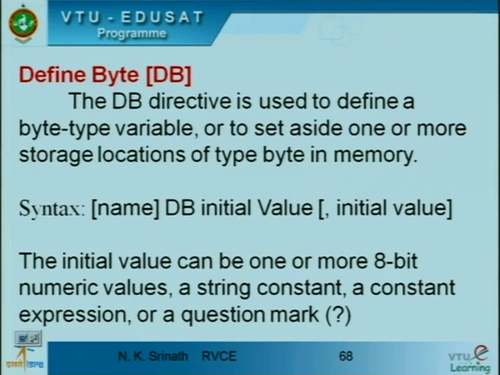So, this basically means that whenever you are trying to define data byte, you can have the name, which is optional, and you give the data one after the other with a comma separating each one. So, you can have any number of bytes mentioned. The initial value can be one or more 8-bit numerical values, a string constant, a constant expression, or a question mark. Let us see the example of how we are going to represent each one of them.